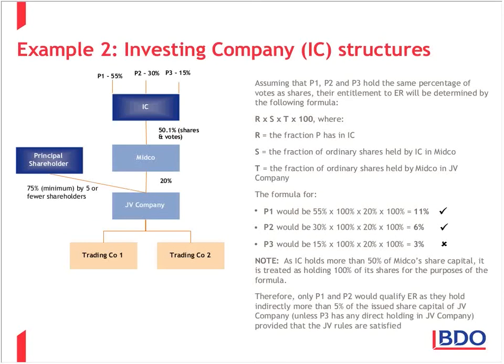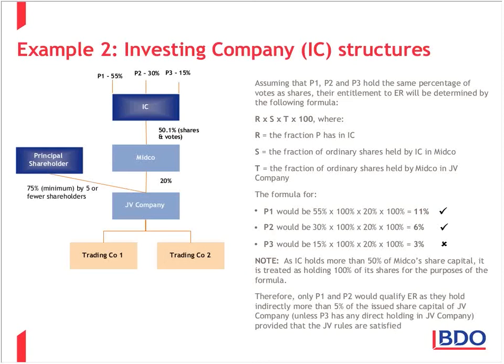So let's move on to example 2. Now the facts in example 2 are the same as in example 1, but this time there is a company which I've called Midco, which sits between the investing company, IC, and the JV company. Again, we follow the same process, except this time there's an extra element to the formula. So we've got R multiplied by S multiplied by T multiplied by 100. So it's getting a little bit longer.